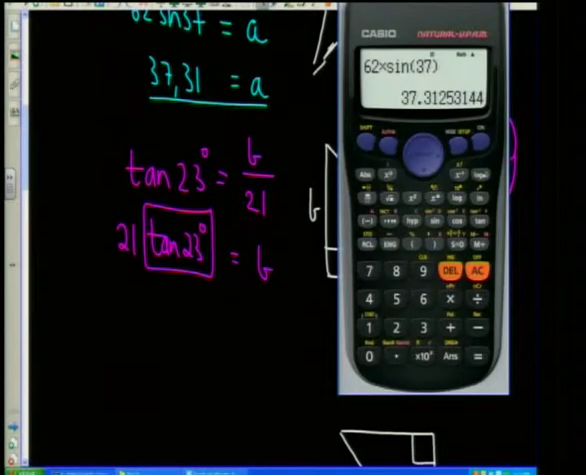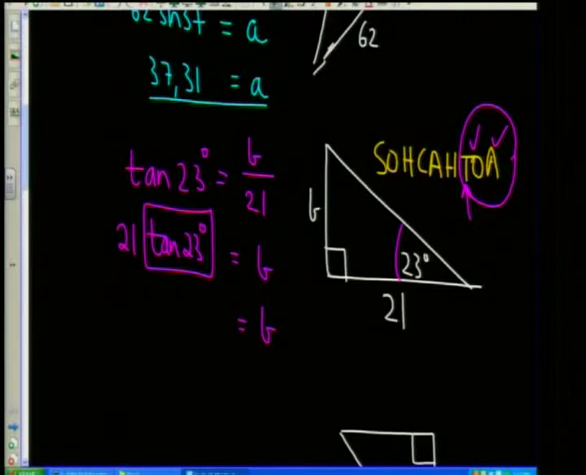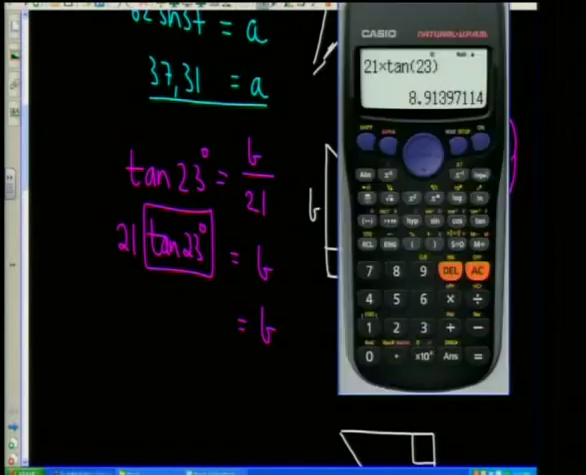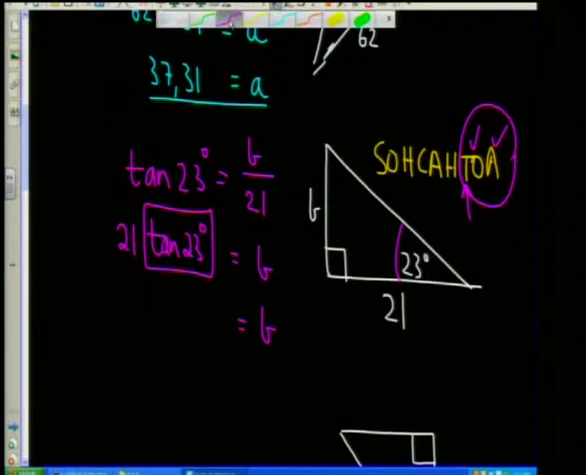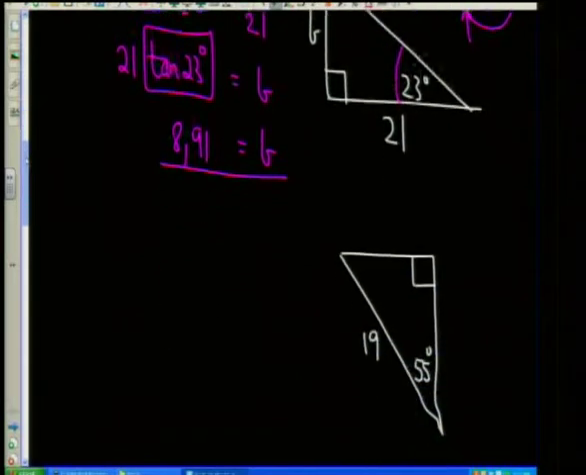So now I can go to the calculator and say 21 times the tan of 23 degrees, and that gives me 8,91. So B is 8,91, again, whatever units you've been given. Okay, next one.